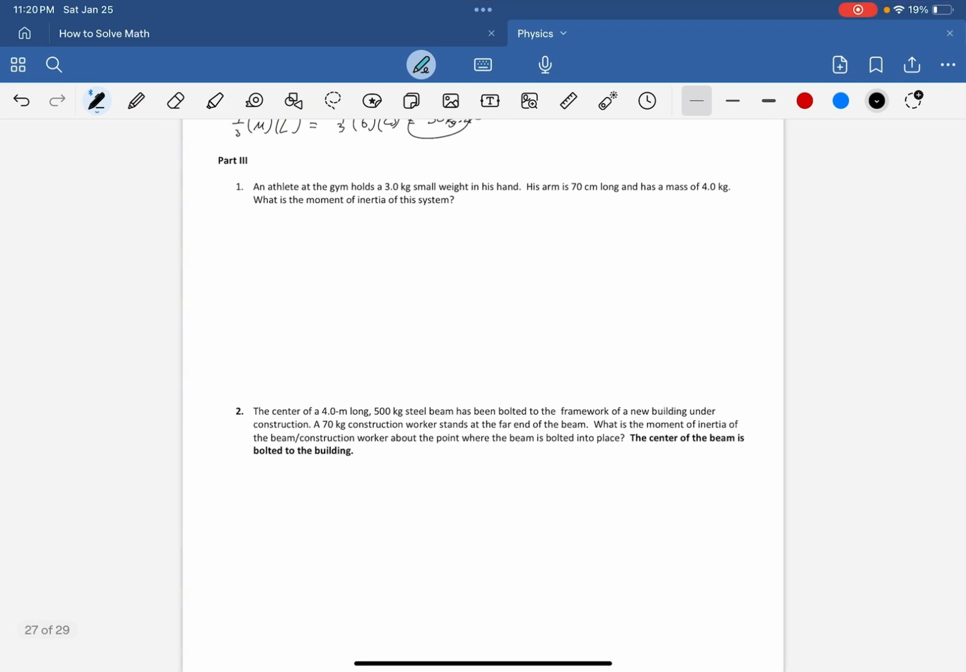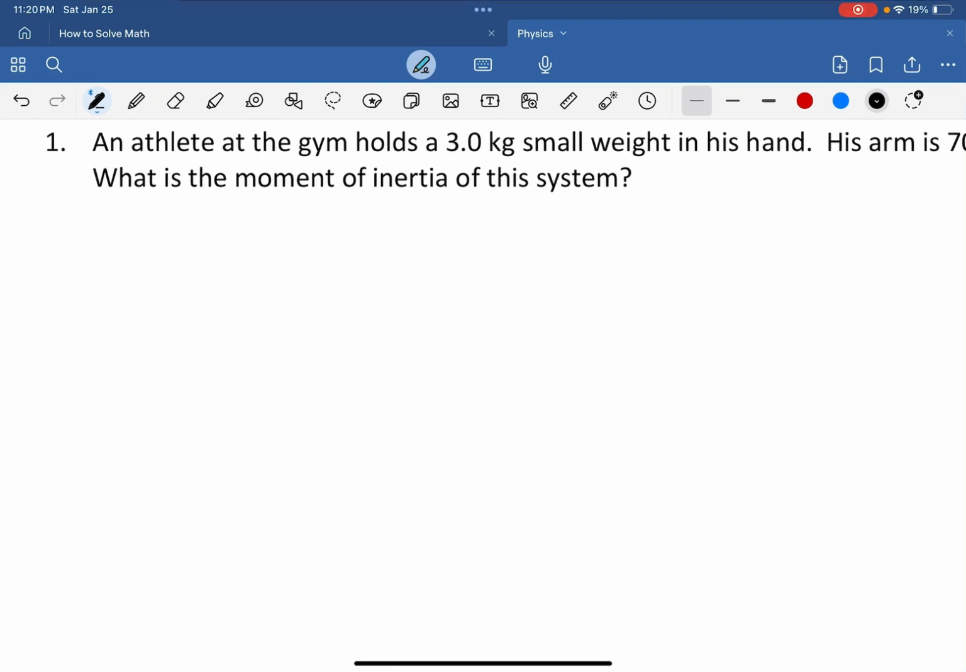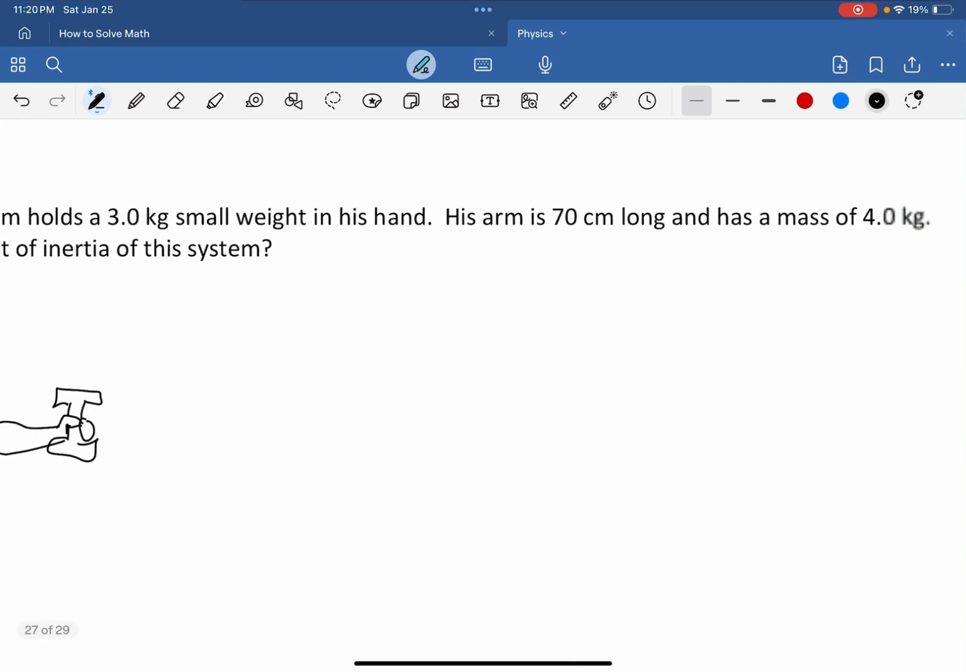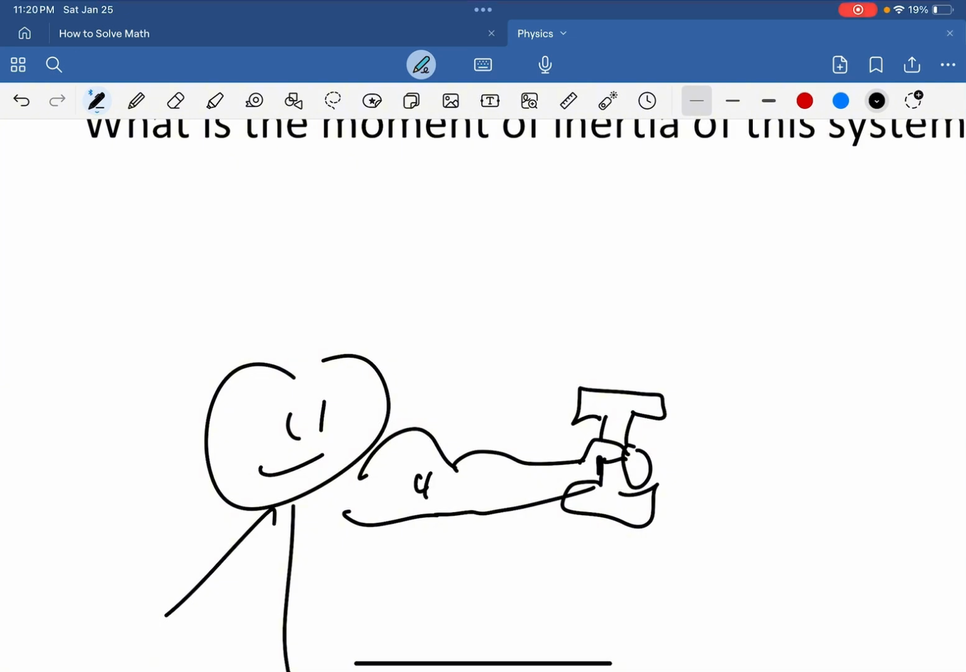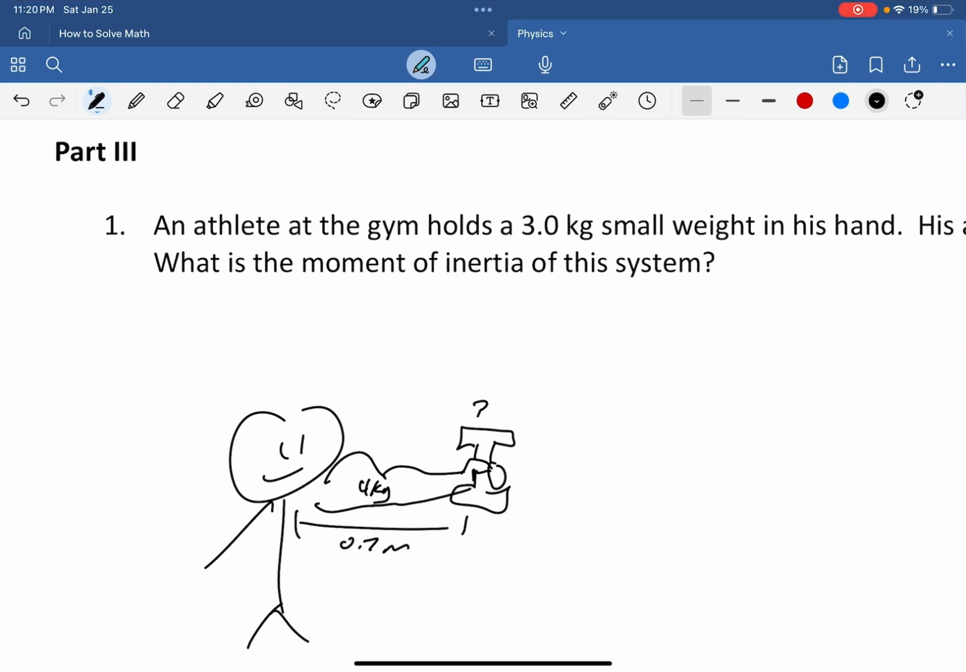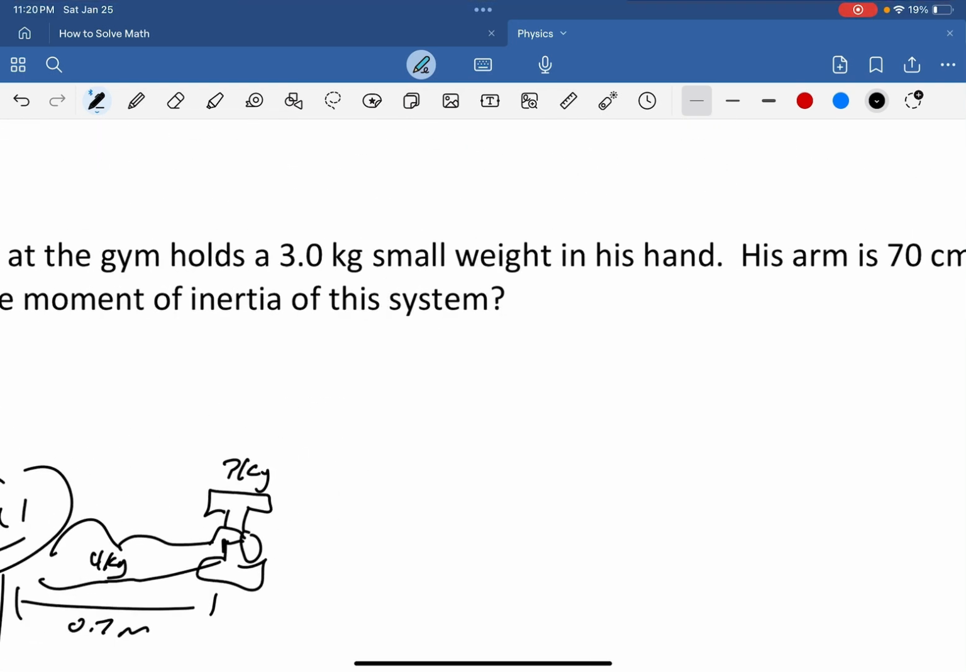Anyways, for this, let's say an athlete holds a 3 kilogram small weight. You can do a little drawing where that's his hand, and then this is him holding the small weight. And then it's just a little stick man. His arm is 70 centimeters long and 4 kilograms. So this is 4 kg, and it's 0.7 meters. And the small weight is 3 kg. What is the moment of inertia of the system?